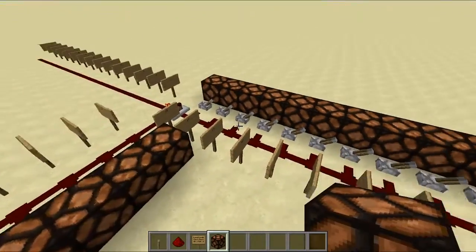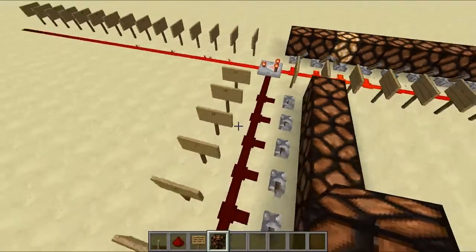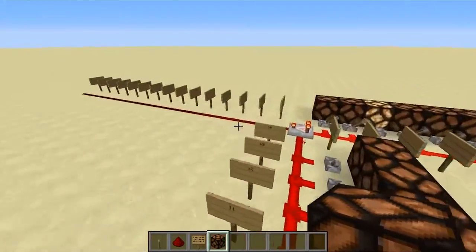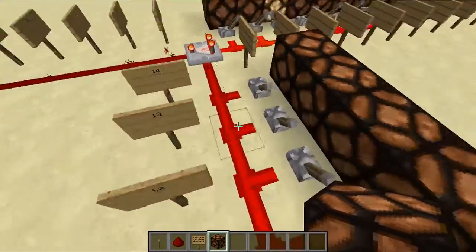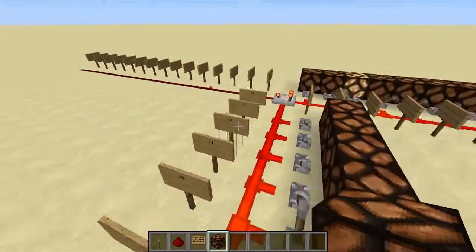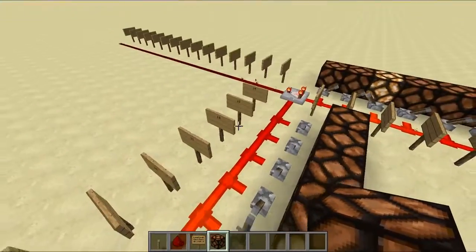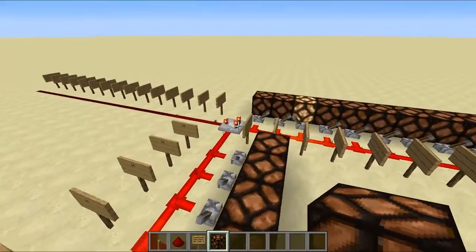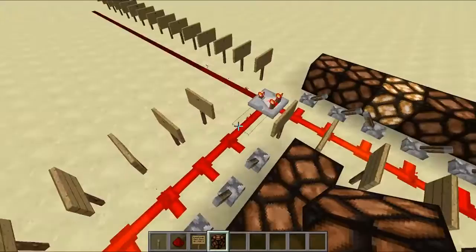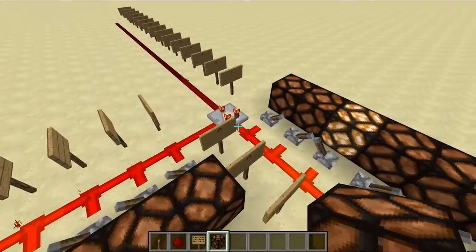So let's just quickly do another few demonstrations. So say, for example, we run in a signal strength of 13 into the back of the comparator, and then we run in a signal strength of 8 into the side of it. We should get an output of 5 once again, but if we change out that 8 for, say, a 10, then we should get a signal strength of 3 being outputted, because 13 minus 10 equals 3. So basically what the comparator is doing is it is subtracting the input value on the side from the input value on the back. Hopefully that all makes sense.